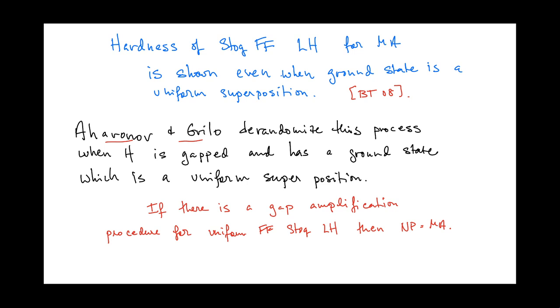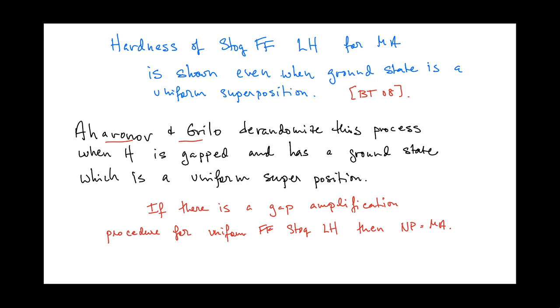So what we've shown here is the hardness of the stochastic local Hamiltonian. As an aside, we showed containment; I didn't show the hardness. The hardness was actually achieved for situations where the ground state is a uniform superposition over a set of strings. And Dorit and Alex showed that they can de-randomize this process when the Hamiltonian has a constant size gap in the case where the ground state is a uniform superposition.